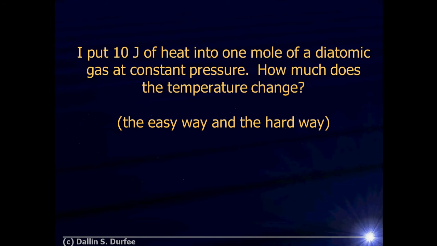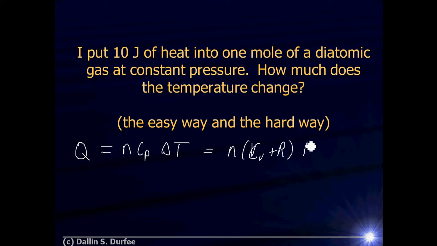I put 10 joules of heat into 1 mole of a diatomic gas at a constant pressure. How much does the temperature change? This is just like the previous problem, only now it's at constant pressure. And so we pull out our equation, Q is equal to N Cp delta T, because now we're at constant pressure, so we use the molar specific heat at constant pressure, which of course is equal to CV plus R. Anyway, we can solve this for delta T.